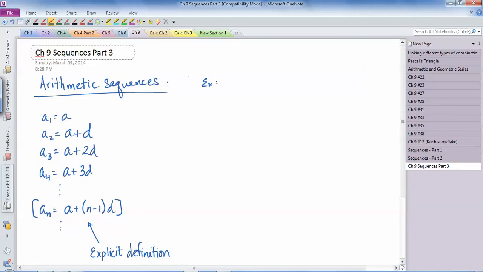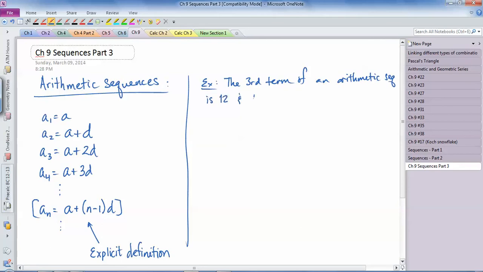So for an example, I'll say the third term of an arithmetic sequence is 12, and the seventh term is 35. Let's find the first term, the common difference, and the nth term.